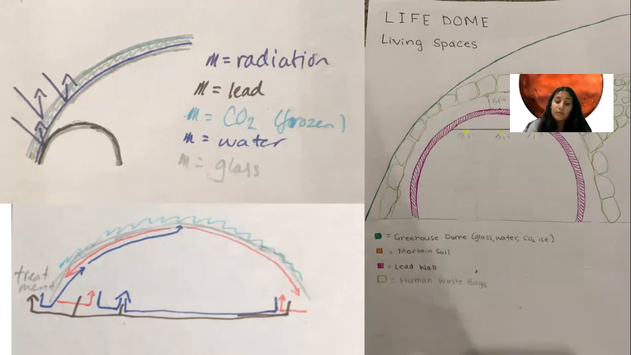Also, 5 meters of Martian soil is equivalent to the protection of Earth's atmosphere. So on our life dome, we have 5 feet of Martian soil because 5 meters is a little bit unreasonable. We also have human waste bags, which Benisha will talk about later on in the presentation, which also helps us protect from radiation. Our lead wall will protect us from other rays like beta rays and alpha rays.